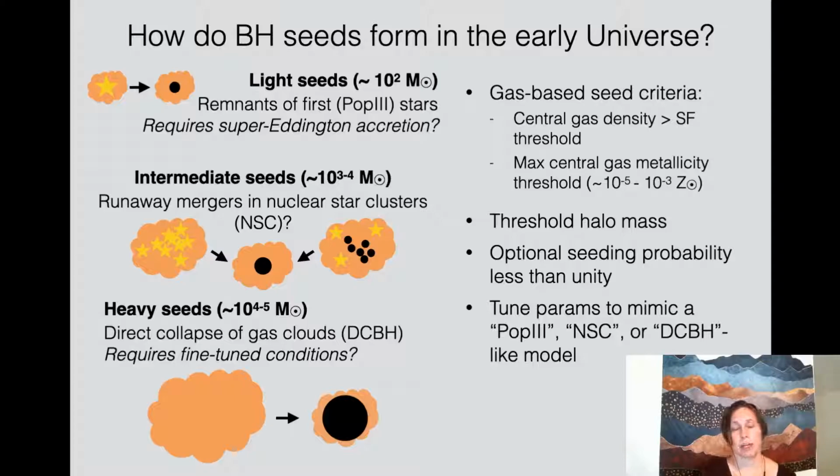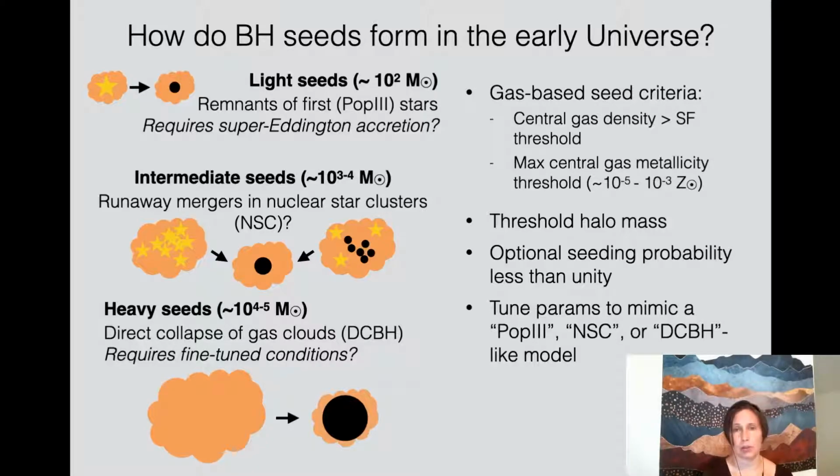So the third topic I'd like to address is the formation of black holes in the early universe. We don't have really any empirical constraints on this. We know that massive quasars exist by redshifts of 6 and 7, and so these seeds must have formed very early on.